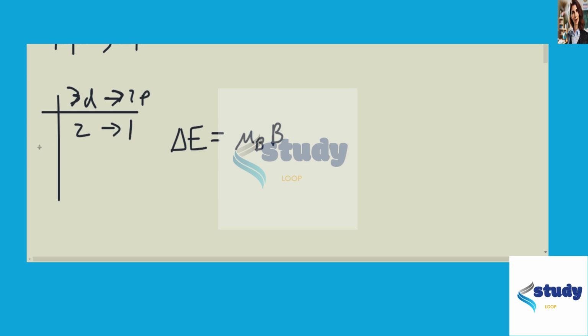So these are all the m sub L values. So 2 to 1 is 1. You could also go from 1 to 0, because 0 is in a state in 2P. Another one. How about 0 to negative 1?